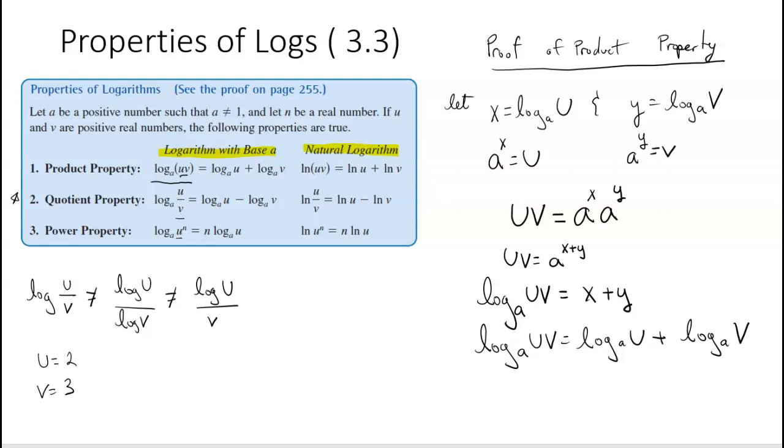So now we know that the right side and the left side of this product property actually is true based on our proof. Okay, the quotient property proof is pretty similar to this. The power is a little bit different. And I may or may not show you that in a different video.